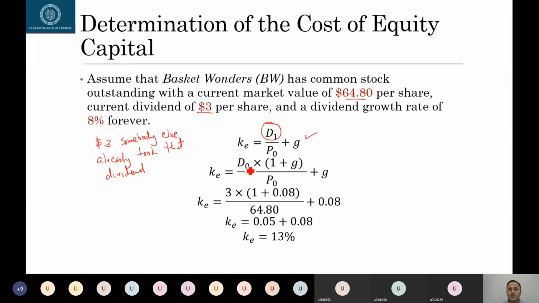So D1 is, of course, D0 multiplied by 1 plus g, divided by P0, plus g. So 3 multiplied by 1.08. So as a result, we get actually our cost of equity is 13%.